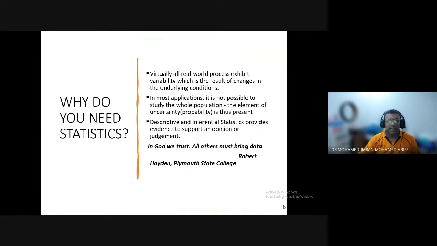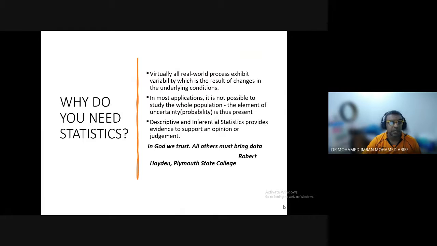Why do you need statistics? Okay, just put this down. Virtually all real problems exhibit variability which is the result of changes in the underlying condition. In most applications, it is not possible to study the whole population. The element of uncertainty probability is thus present. What does this mean? What is population? Population is the whole, overall.